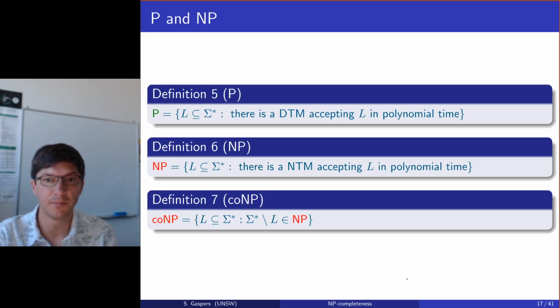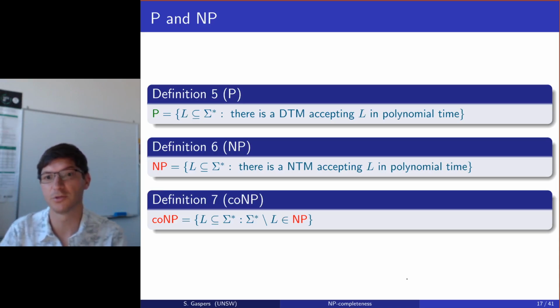Now, NP, so that's the set of languages such that there exists a non-deterministic Turing machine that accepts L in polynomial time. So it's the same as P, except that we have access to this non-determinism. So the Turing machine now can do guesses, basically. It can guess which one is the optimal transition I should use for ending up in one of these accepting states.